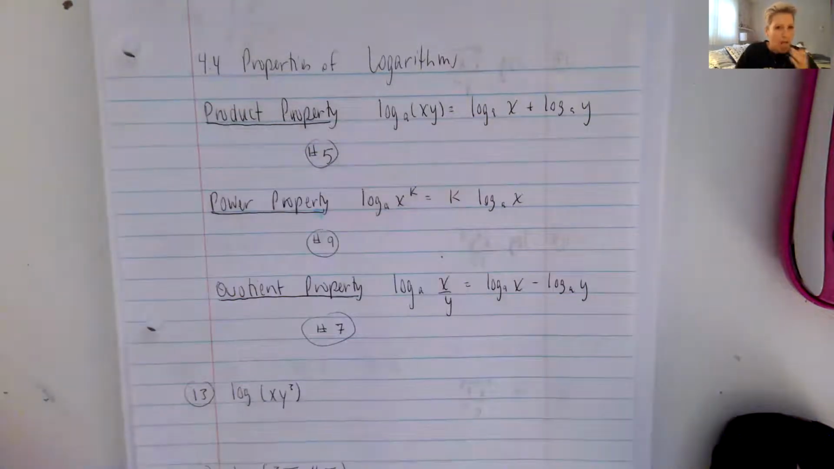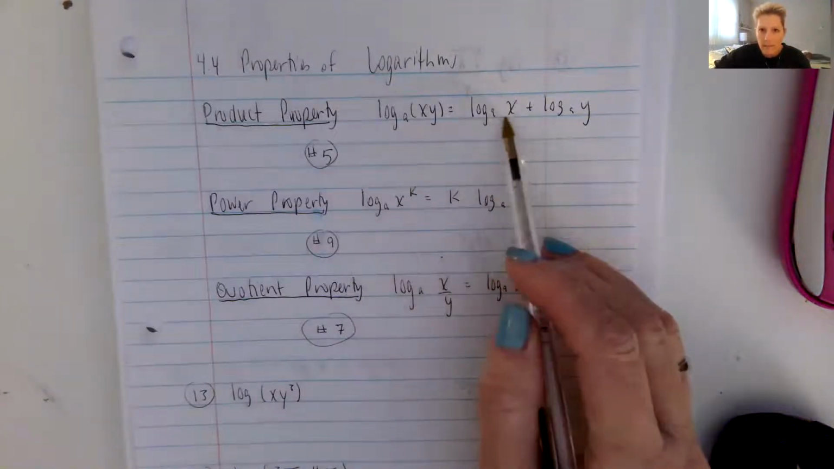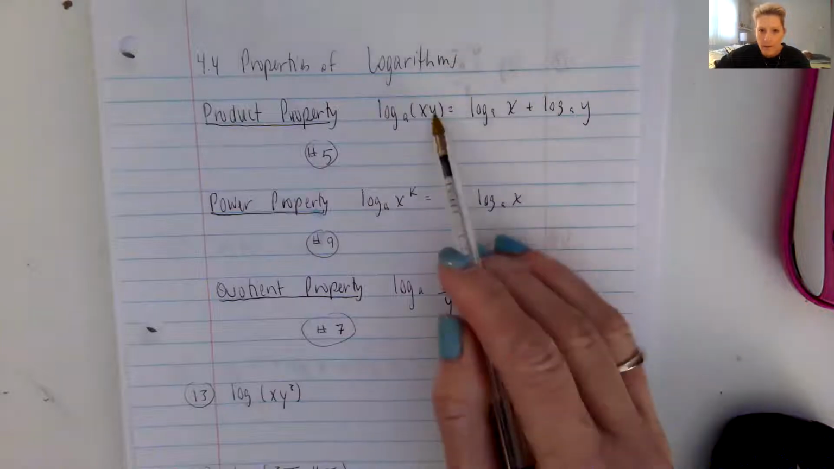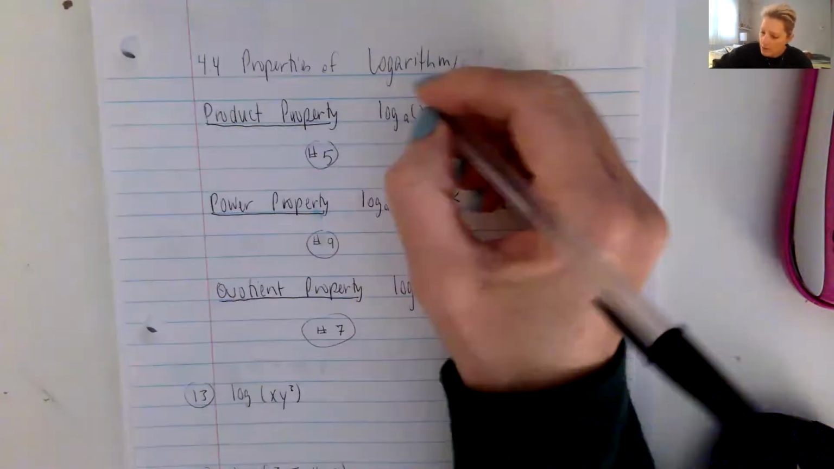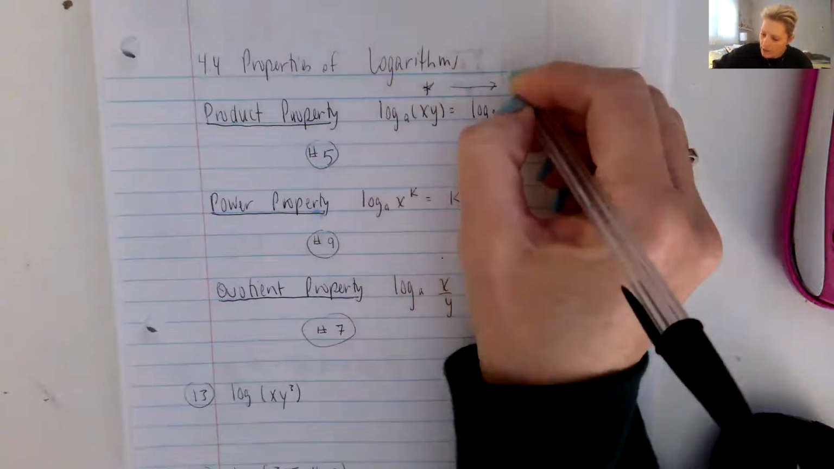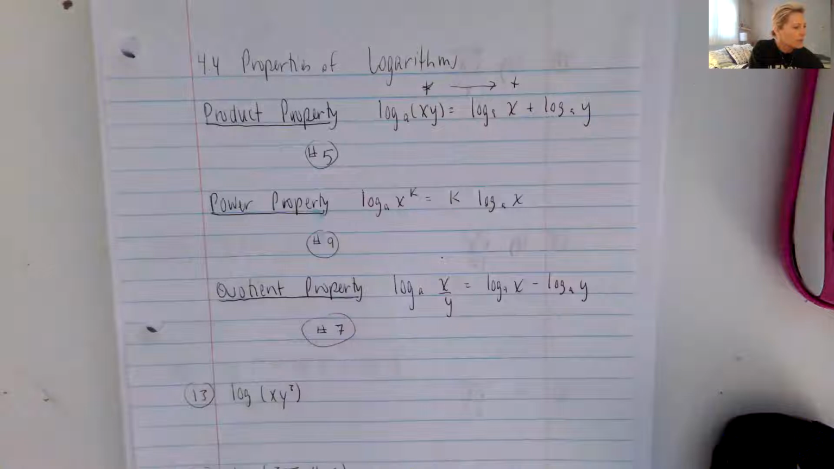So the first property we're going to learn about is the product property. The product property says that if we have the log base a of a product, x times y, we can separate that out and say that's the log base a of x plus the log base a of y. So the product turns into an addition of them separated. Let's look at number 5 as a good example of this.